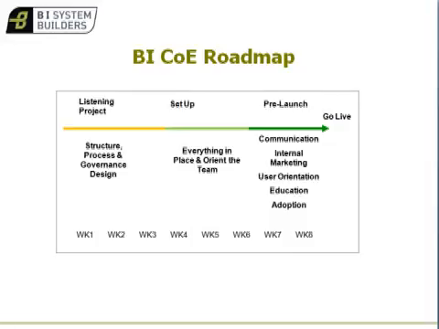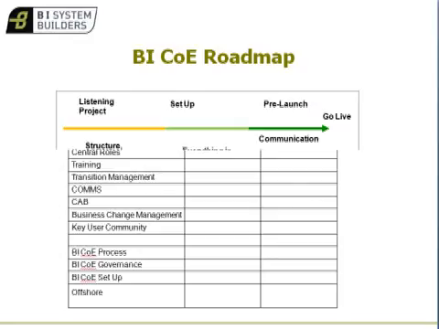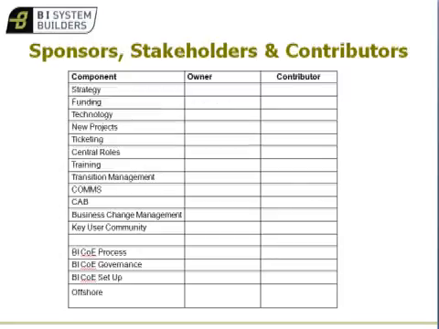As I said, if you're creating a roadmap, you need to get influential sponsors behind your COE. Let's just think about this for a moment. It's just a little template. Sponsors, stakeholders and contributors. It's easy to make this table. List all the components down the left hand side in the first column. Component is strategy. Okay, who will own that strategy? Who will contribute to it?